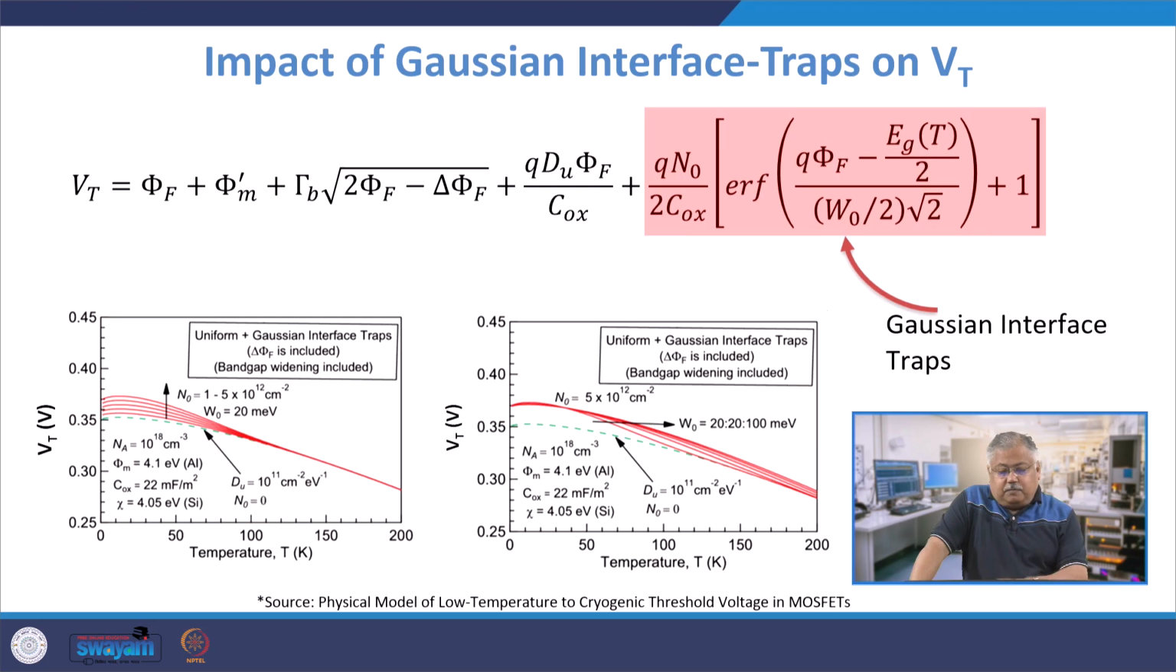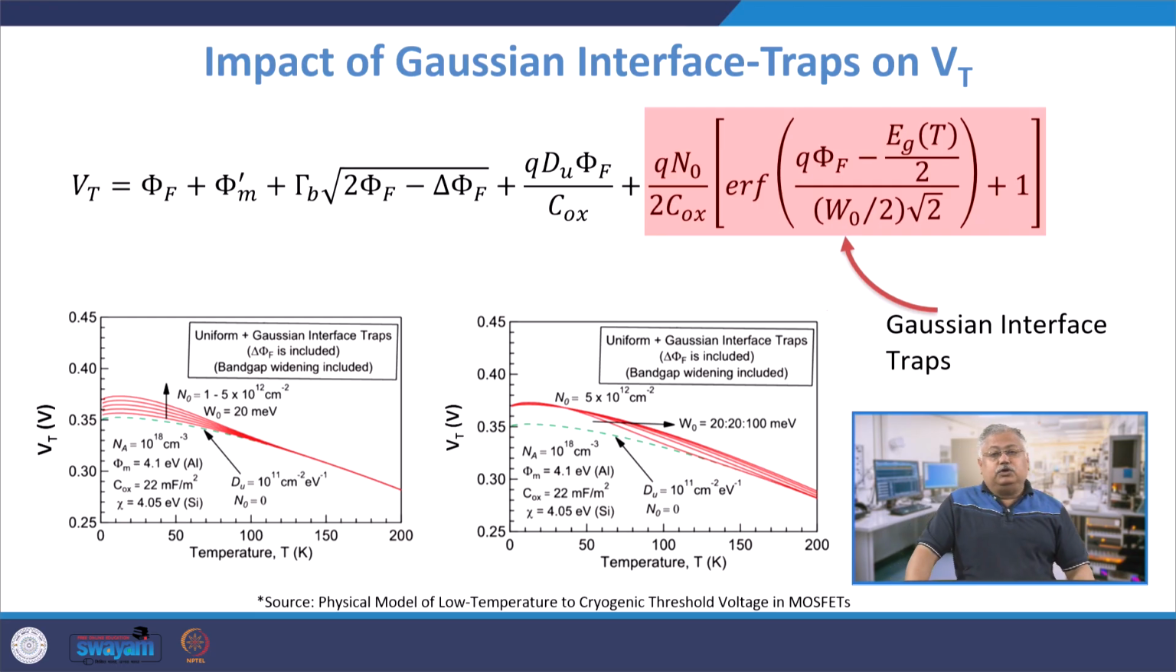Now, come to the last part, the Gaussian part, which consists of the band gap widening part. The right hand side is the Gaussian interface trap charges, and on the left hand side we have plotted threshold voltage with respect to temperature, and on the right hand side again threshold voltage with temperature. In these two cases, the change is in the N naught value: the right hand side has an N naught value of 5 into 10 to the power 12, whereas the left hand side has an N naught value of 10 to the power 12.